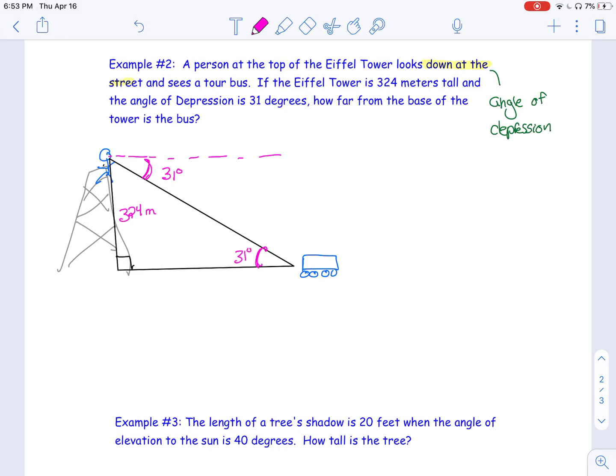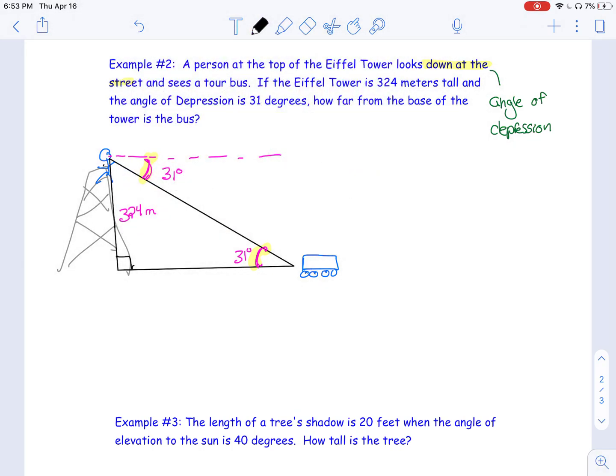A lot of people make the mistake of saying that this is 31 degrees. That's not the angle of depression. You've got to think, when you're looking out, you start level and look down. So the angle of depression is this angle in here, which is the same as this angle down here.